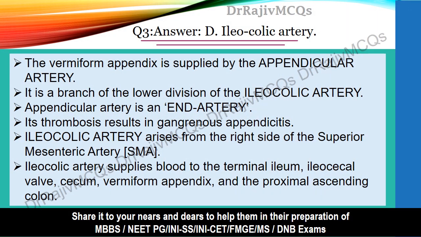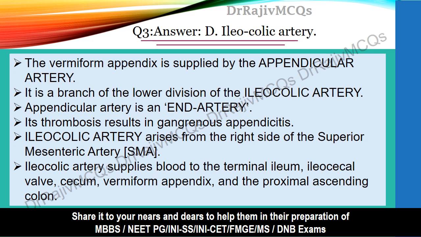The correct option in question number 3 is option D. The appendicular artery is a branch of the lower division of the ileocolic artery. The vermiform appendix is supplied by the appendicular artery. It is a branch of the lower division of the ileocolic artery. It passes behind the terminal ileum and enters the mesoappendix. Sometimes an accessory appendicular artery may be present. The accessory appendicular artery is a branch of posterior cecal artery which arises from ileocolic artery.